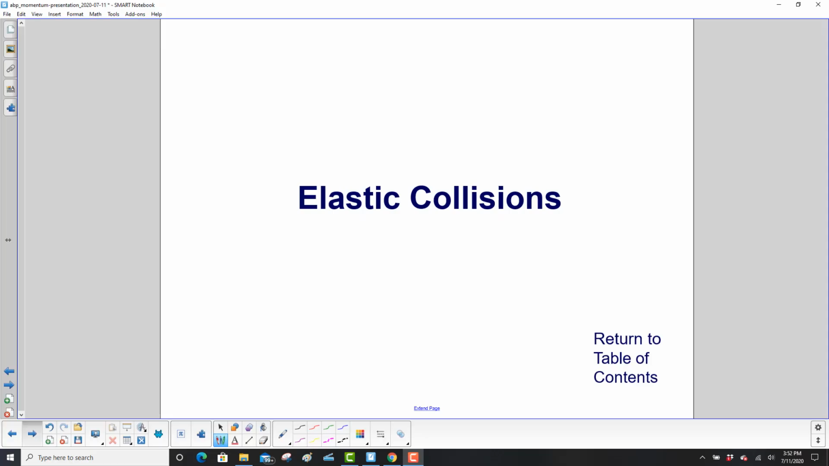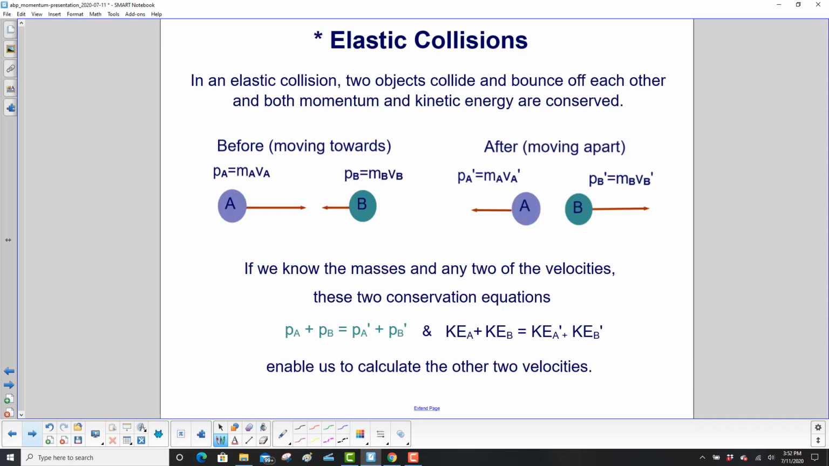Elastic collisions. In an elastic collision, and I'm sorry if it sounds like I'm emphasizing elastic here, but that's the only way I can make sure it doesn't sound like inelastic collision. So in an elastic collision, two objects collide and bounce off each other, and both momentum and kinetic energy are conserved. So here's the before picture.